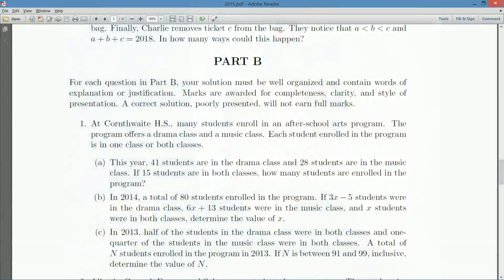So try and be clear. If you're using a result, mention that result. Write full sentences. That is really important. A lot of people will not. So try and do all that stuff. But let's get back to the question at hand, and that's question number 1.